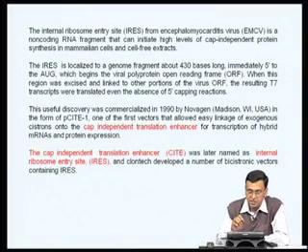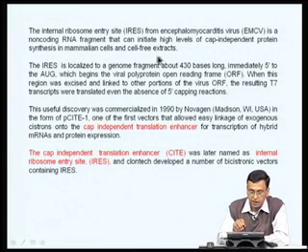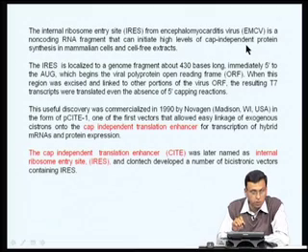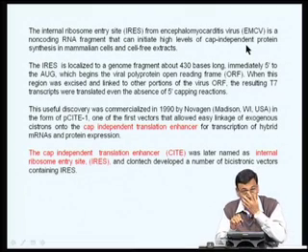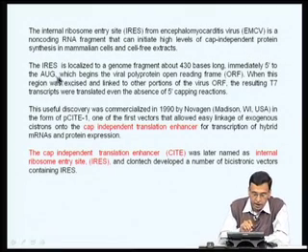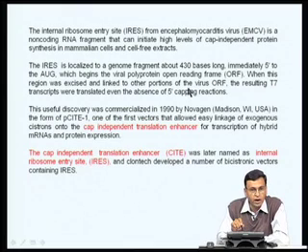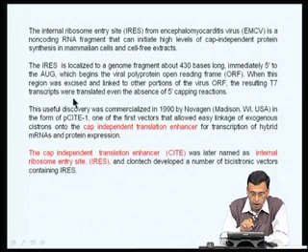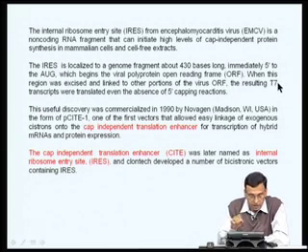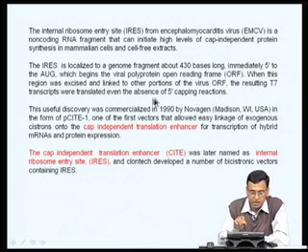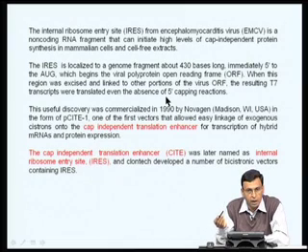So, the internal ribosome entry site from the encephalomyocarditis virus is a non-coding RNA fragment that can initiate high levels of cap independent protein synthesis in mammalian cells as well as in cell-free extracts. The IRES is localized to a genome fragment of about 430 bases, immediately 5' to the translation initiation codon, or the AUG, which begins the viral polyprotein open reading frame. When this region was excised and linked to other portions of the virus ORF, the resulting transcripts were translated even in the absence of 5' capping.